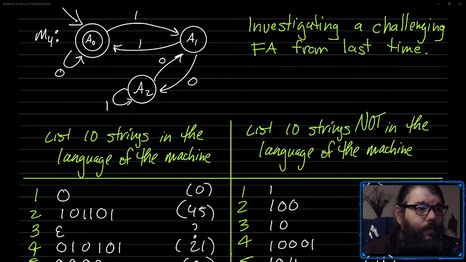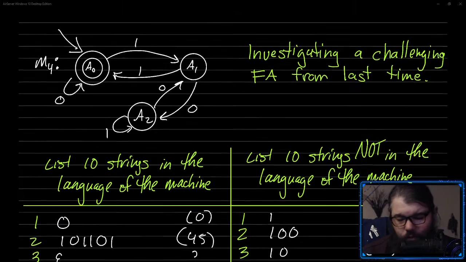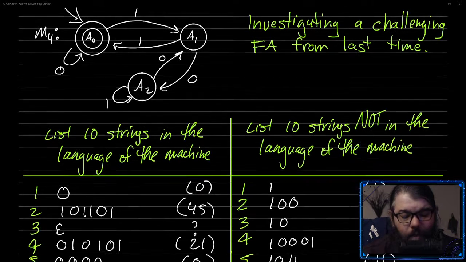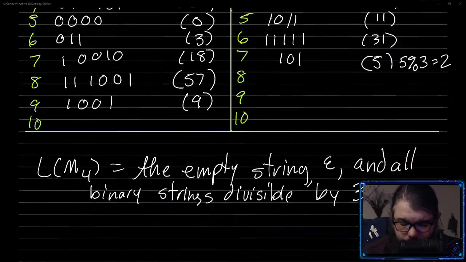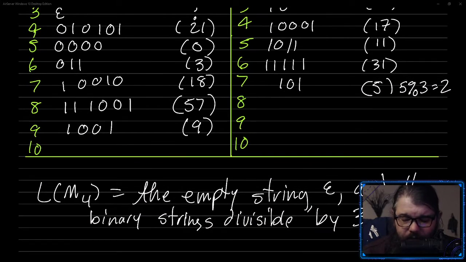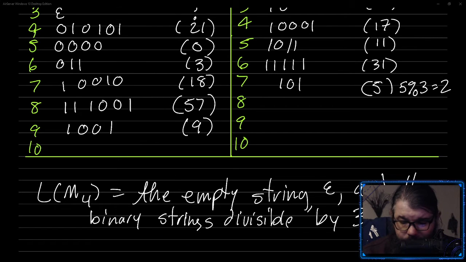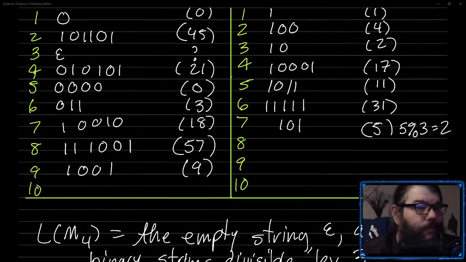If you're thinking of decimal, there might be even better systems too, right? When you think of a number like 50, you can immediately tell it's divisible by 10. And there are some other tricks like that that might exist if you dig deeper. So the language of M4, I'm going to say, is the empty string and all binary strings divisible by 3. That's how I'm going to describe it. All right, so M4 settled.